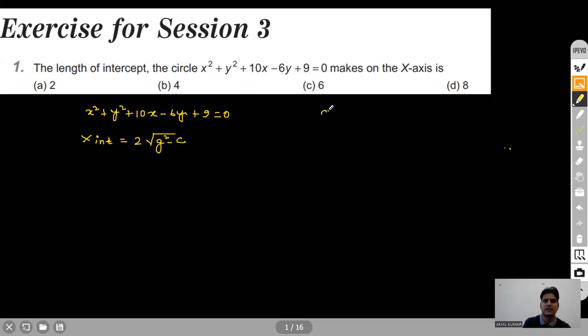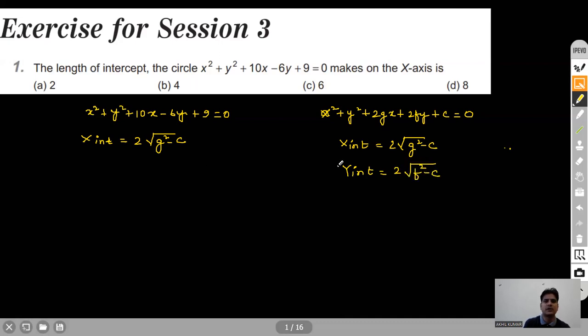Suppose the equation of the circle is x square plus y square plus 2gx plus 2fy plus c is equal to 0. So the length of x intercept is given by 2 under root g square minus c, and similarly the length of y intercept is given by 2 under root of f square minus c. So here it is asking for x intercept.